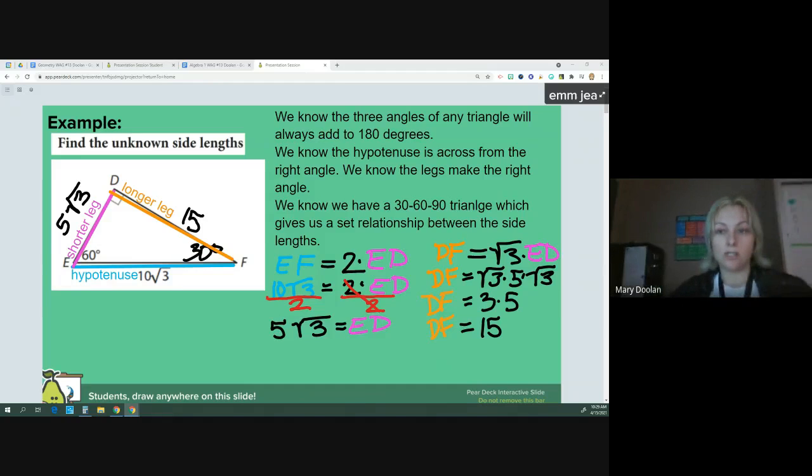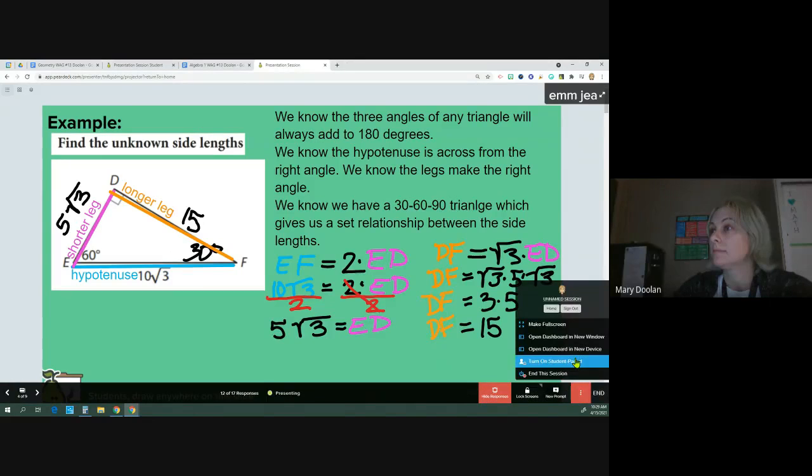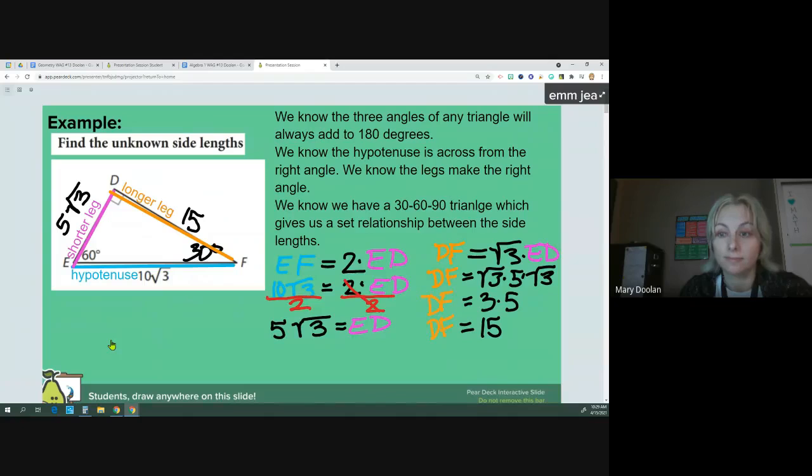Do you guys have questions about this problem and how we set this up? So I'm not seeing any questions pop up. So we all kind of understand what was going on here.